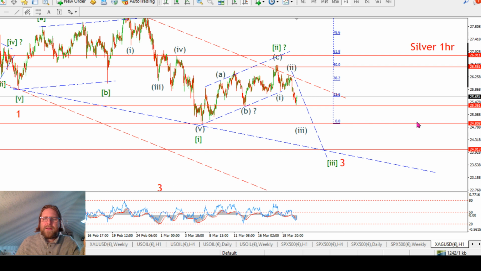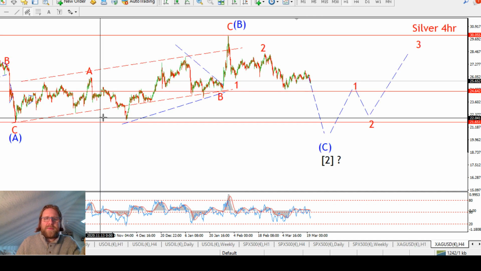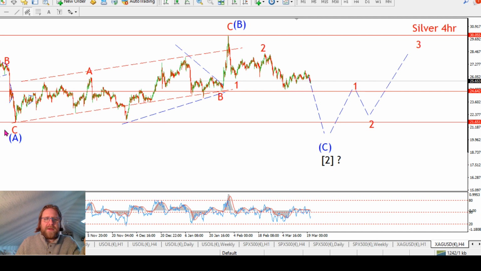If we decline again, say back below that 24.80 level, it looks like we'll be into a third wave down. And if that's the case, we should head lower. We have preliminary targets down around 21. So that'll be the previous A wave low here. This is the 4-hour chart. So you can see I'm looking for 5 waves down into complete wave C of 2.